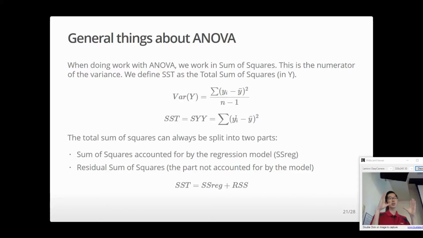That total sum of squares is going to be split up into two parts: the sum of squares accounted for by our regression model, and the sum of squares that's not accounted for by the model, which is called the residual sum of squares. So we split this quantity into the sum of squares from the regression model plus the residual sum of squares. At least for ANOVA for simple linear regression, we're trying to take the total variance and say this much of the variance is because of this part, and this much of the variance is left over.